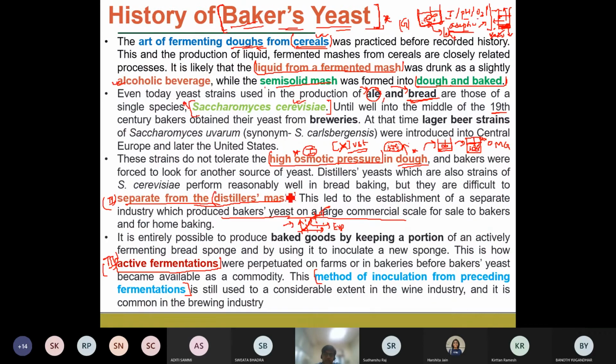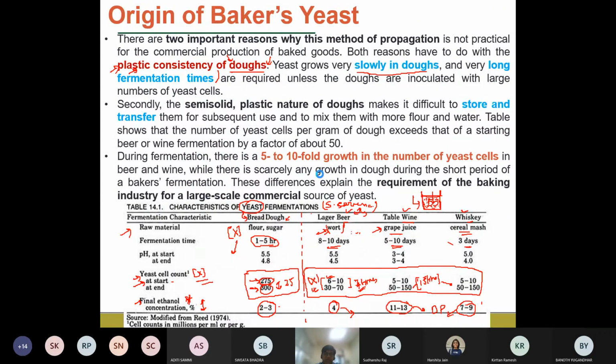So we looked into this disadvantage. Because of this type of disadvantages, a separate industrial process was important for the production of the baker's yeast. Because if you see, until the 19th century, the baker's yeast was used for the simultaneous production of the ethanol.